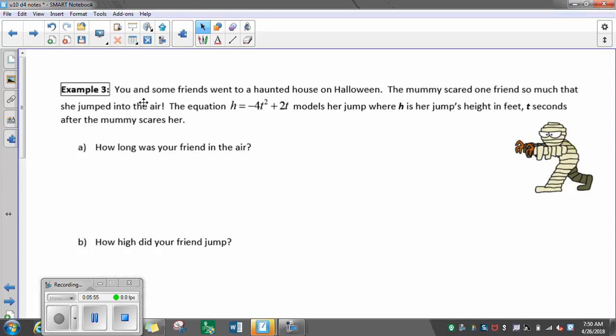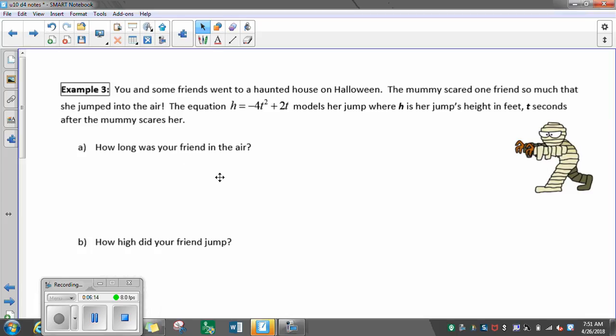You and some friends went to a haunted house on Halloween. The mummy scared one friend so much that she jumped into the air. The equation h = negative 4t squared plus 2t models her jump, where h is her jump's height in feet, t seconds after the mummy scares her. So how long was your friend in the air?